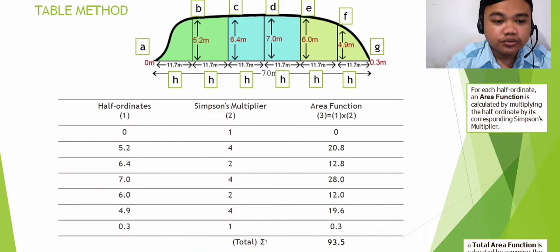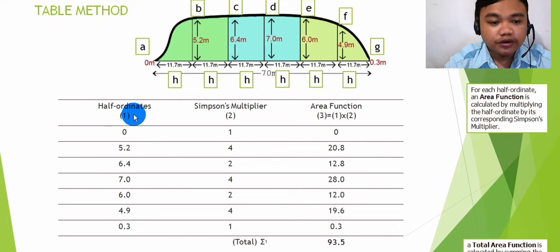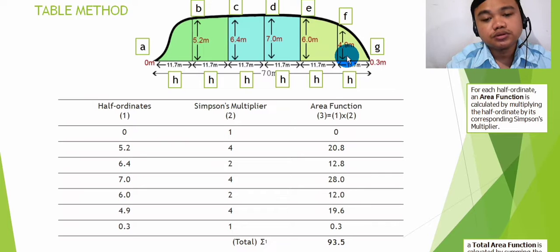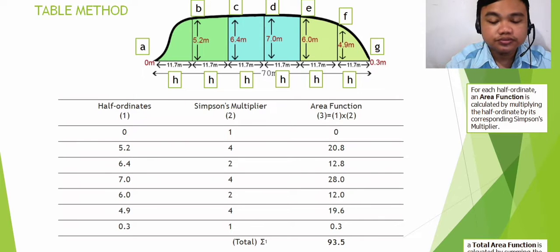So we need first to enumerate the half ordinates that are already given. So this is the illustration. So we have how many sections? 1, 2, 3, 4, 5, and 6. So that meets the requirements of Simpson's first rule.